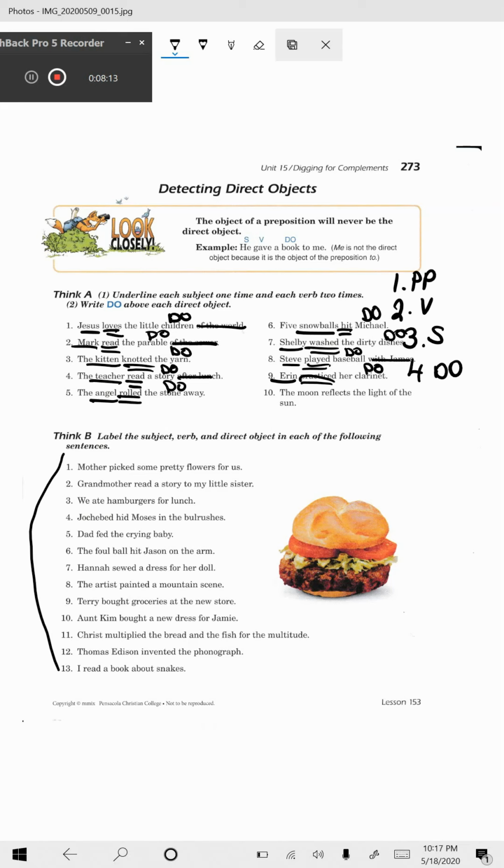One more. The moon reflects the light of the sun. Get rid of the sun. The verb is reflects. What reflects? The moon, subject, and it reflects light. All right, so now you're going to do that down here in 1 through 13. Lots of practice for your direct objects. I'm going to leave you with this, and I believe tomorrow we're going to talk about indirect objects also.